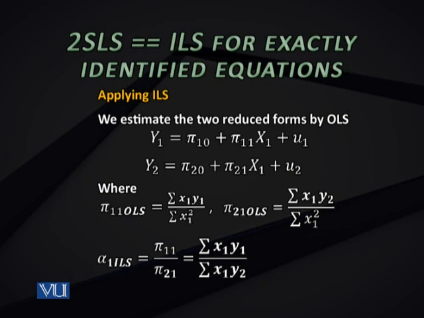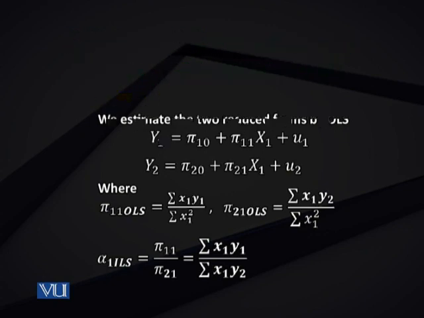So when you perform OLS on the first reduced form equation and the second reduced form equation, you can substitute pi 1 1 and pi 2 1 in the expression alpha 1 ILS is equal to pi 1 1 over pi 2 1, as you see on the screen at the end of the expressions. This gives a value of alpha 1, which is called the ILS or indirect least squares value. So this is the way we perform indirect least squares.